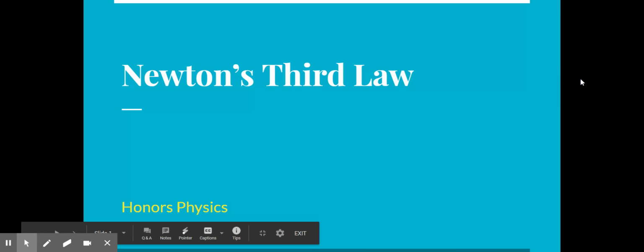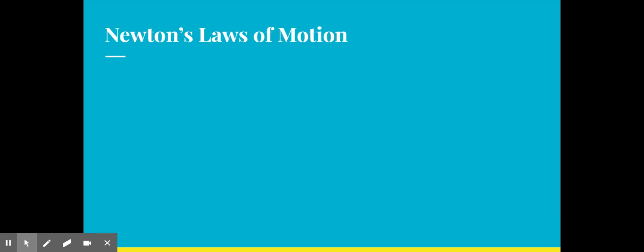Today we're going to be talking about Newton's third law. But before we talk about Newton's third law, let's talk about his other two laws of motion first. So first off, we had the law of inertia, Newton's first law. A body in motion tends to remain in motion, a body at rest tends to remain at rest unless acted upon by an outside force.